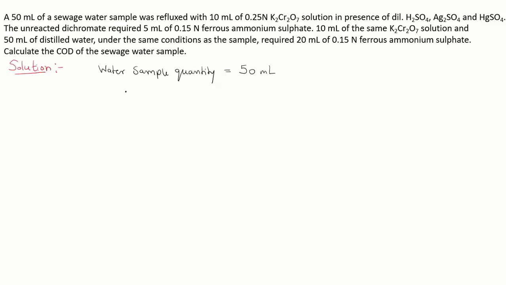Normality of ferrous ammonium sulfate, which we abbreviate as FAS, is 0.15 normal. Now V1 is your blank. The reading for the blank titration is 20 ml of FAS.